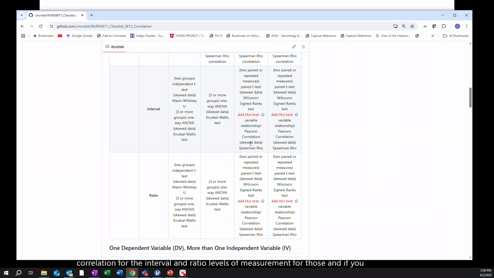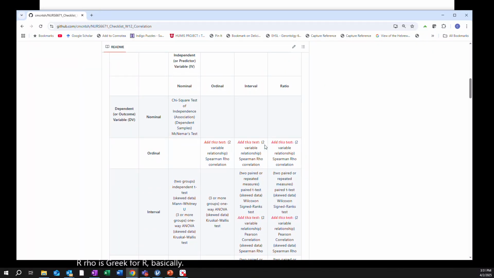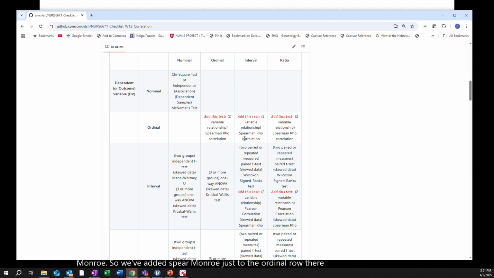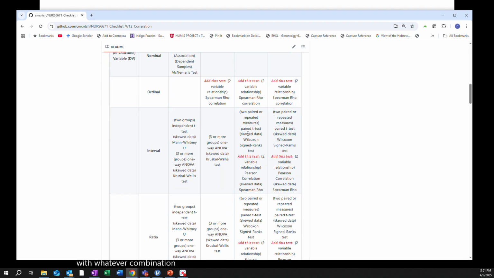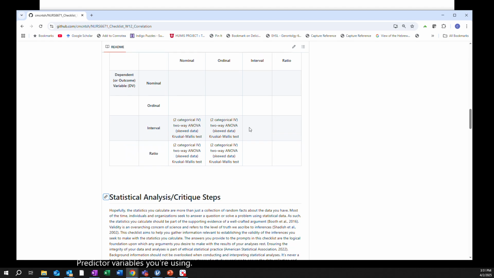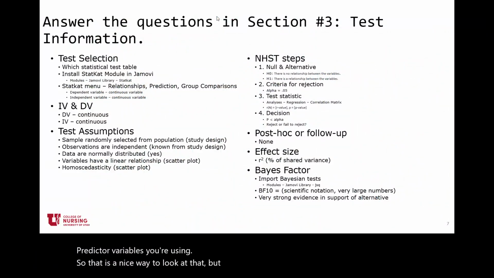And if you have assumption problems, then a Spearman rho would be a non-parametric equivalent for a Pearson R. Rho is Greek for R, basically. And you'll know from the reading that ordinal data can be looked at for a relationship for ordinal and higher levels of measurement using a Spearman rho. So we've added a Spearman rho just to the ordinal row there for our ordinal outcome with whatever combination of predictor variables you're using.